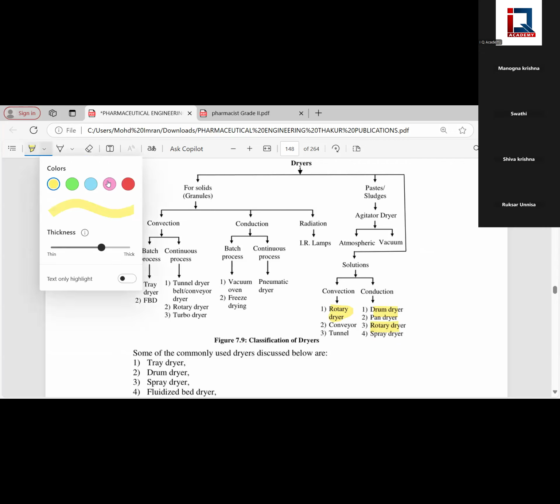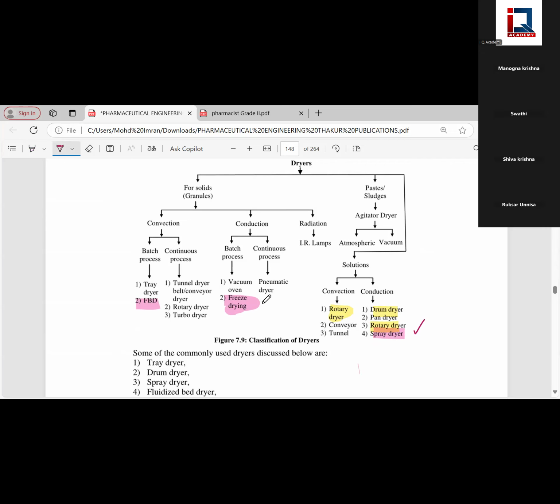So I'm highlighting it. See, spray dryer is one of the very important dryers. Freeze dryer is the next important equipment to be remembered, and FBD, fluidized bed dryer. These three are very important because they are used a lot in formulation technology. Spray dryer, freeze dryer, and fluidized bed dryer.